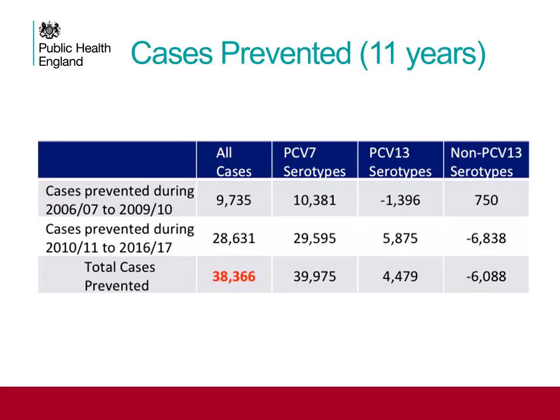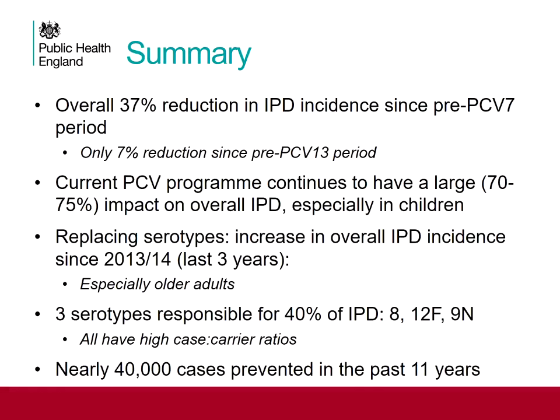I sort of want to end my summary by telling you that even with the replacement disease and so on, we have prevented nearly 40,000 cases of invasive pneumococcal disease in the UK in the last 10 years since the vaccine has come in. So with everything going up and down, there is still a huge net benefit for the whole program. So to summarize, we are still seeing a 37% reduction in IPD compared to the pre-vaccine era, although this reduction is very minimal compared to the PCV13 era.